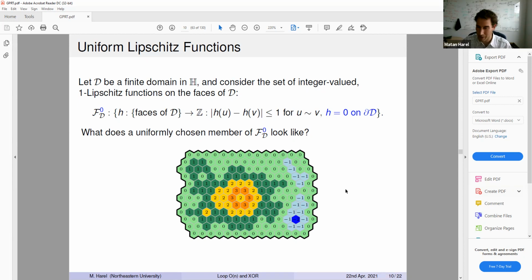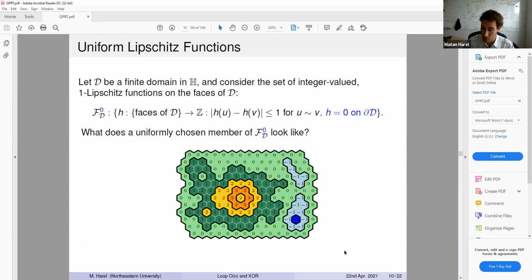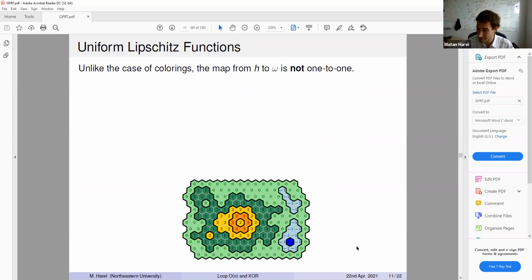And at this point, I guess you're probably not going to be surprised, since I told you that I'm interested in loop configurations, that it's very clear that any of these functions H generate a loop configuration by looking at their gradients. That is, I put an edge whenever the two faces disagree in terms of their height. This is fine, it's a map. But unlike before when we had 2 colors, this is very much not an injective map.